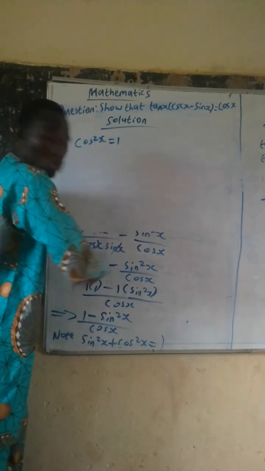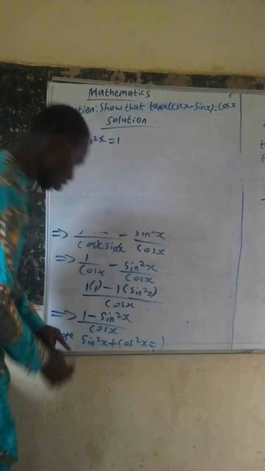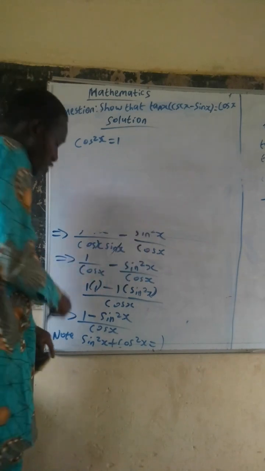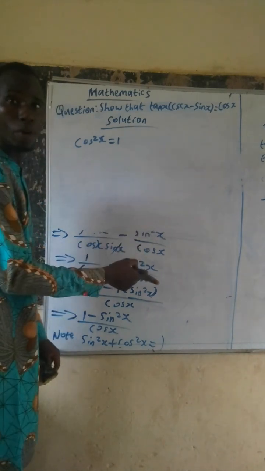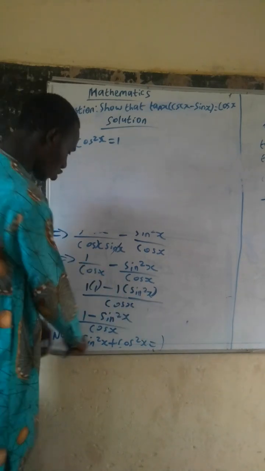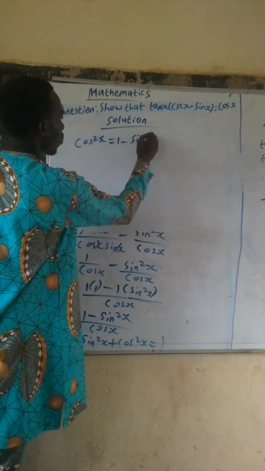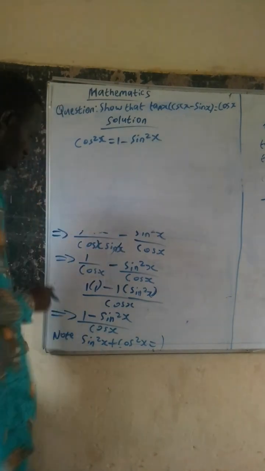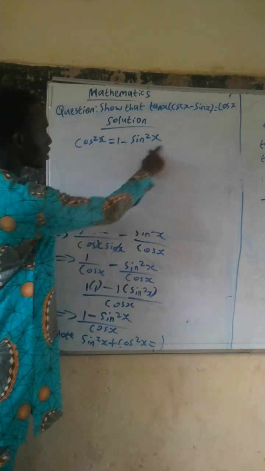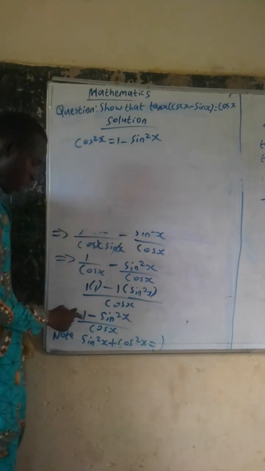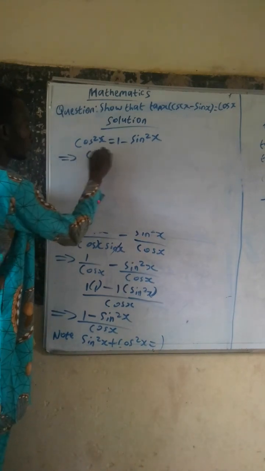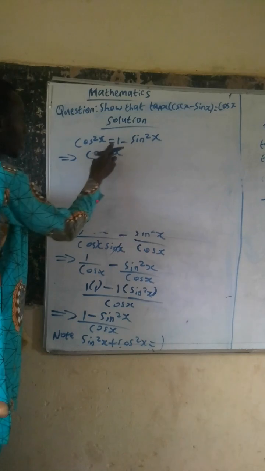Sine square x is going to cross the equal sign and become negative. If it was positive, when it crosses the equal sign, it becomes negative. If it was negative, when it crosses the equal sign, it becomes positive. But since it is positive, when it crosses the equal sign, it becomes negative, which is minus. So we have minus sine square x. Are you getting it? Look at this carefully. We have 1 minus sine square x, which is cos square x, right? So now instead of this, we are replacing it with cos square x. Have you seen that now?